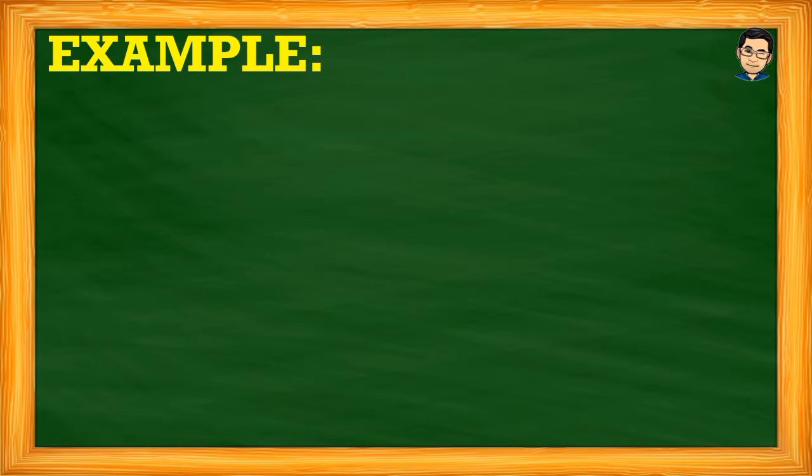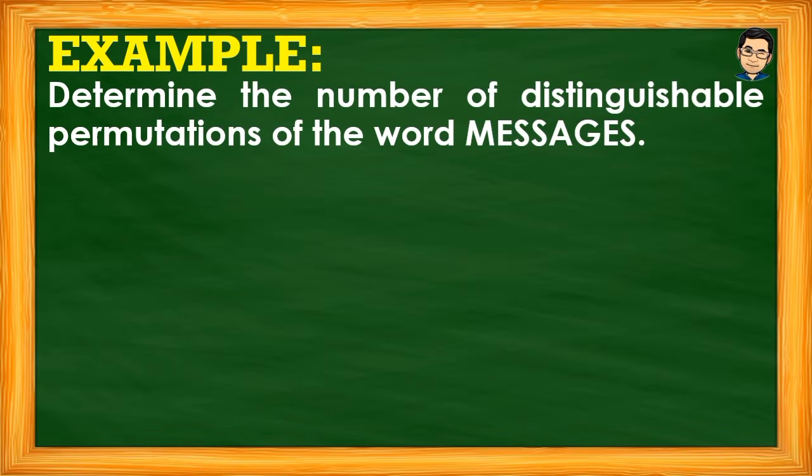So, let us have an example. Determine the number of distinguishable permutations of the word messages. Okay. So, ang una po nating step dito is to determine the number of letters of the given word. So, based po dito sa ating given word na messages, yung bilang po ng letra is 8. Now, yung mga repeating letters po kasi ang ating kino-consider dito. So, yung mga repeating letters po natin are E, N, S.